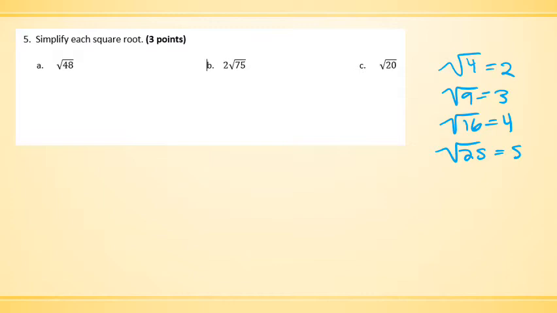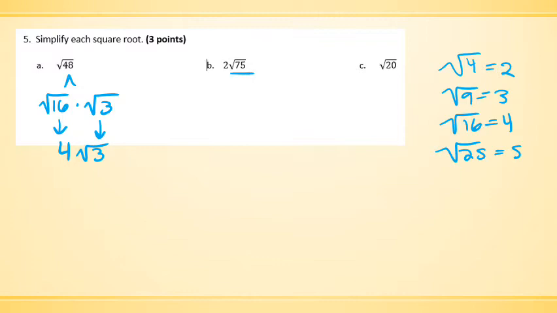So for example, with 48, I might know that I can make that by multiplying the square root of 16 by the square root of 3. And so the square root of 16 can be written as 4. The square root of 3 just stays as the square root of 3. So the answer for A is 4 root 3.